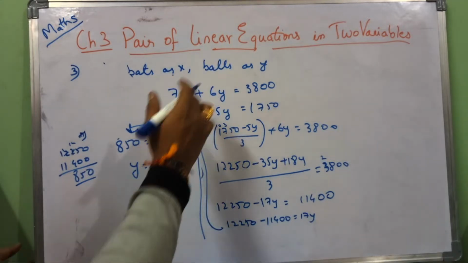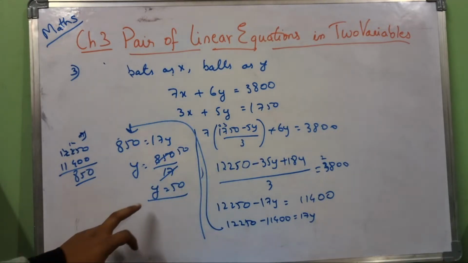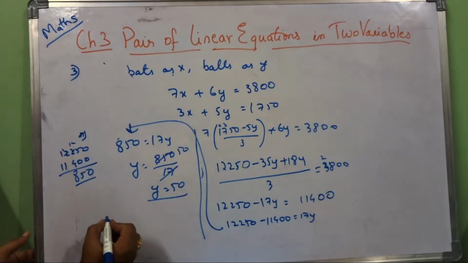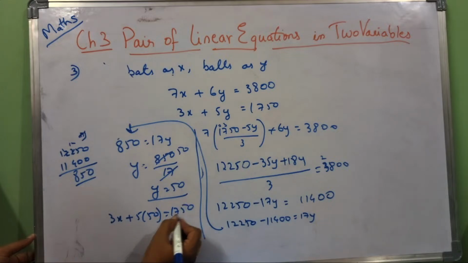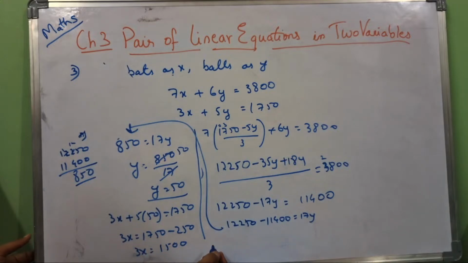So the ball's cost is 50. Let's substitute this y value in either equation. I'm using the second again: 3x plus 5 into 50 is equal to 1750. So 3x equal to 1750 minus 5 5s are 25, so 250. So 3x becomes 1500. Therefore the x value is 500.